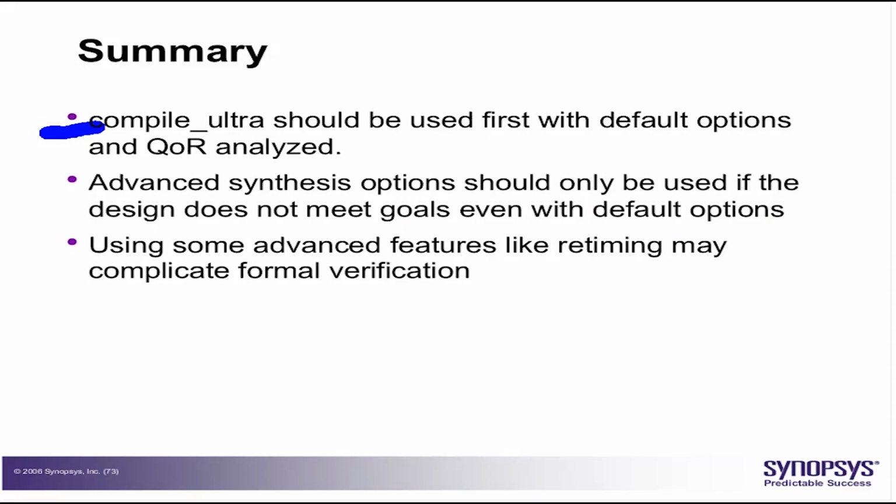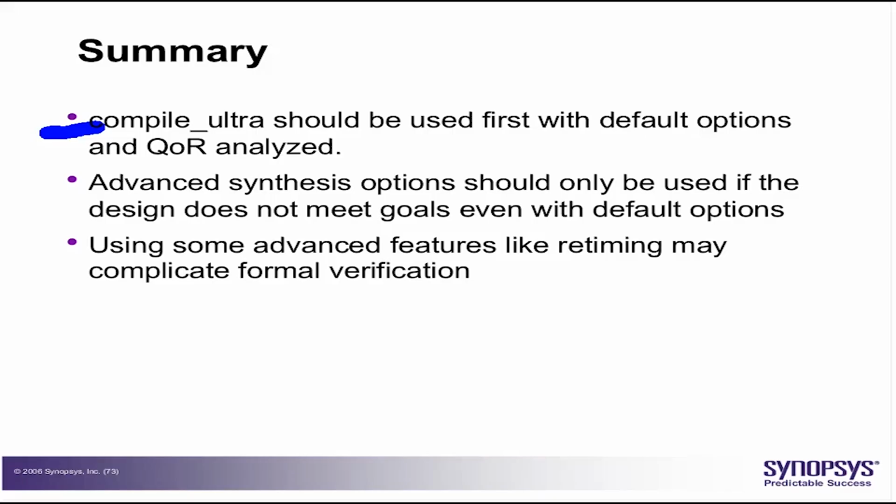In case your design does not meet all the goals, you can use advanced synthesis options. First, you should check whether you are using compile or compile ultra. Use compile ultra in most cases. If your goals are not being met, use advanced synthesis options. And even among advanced synthesis options, don't jump to retiming. First, verify that your goals are realistic.